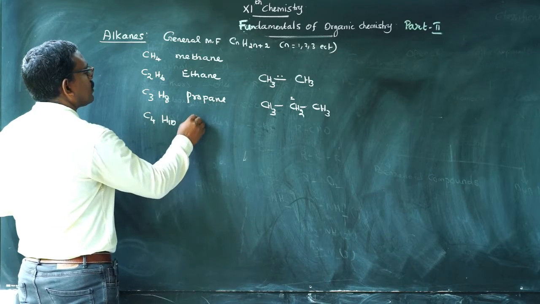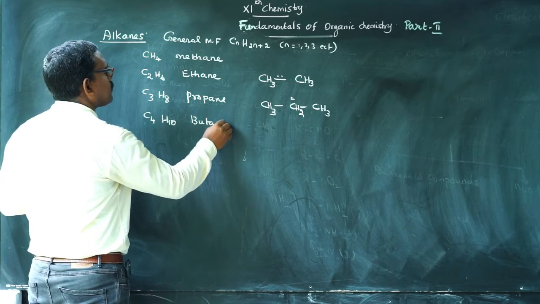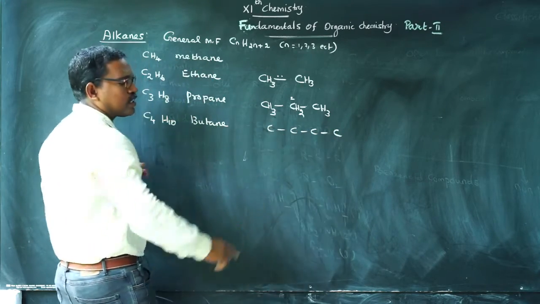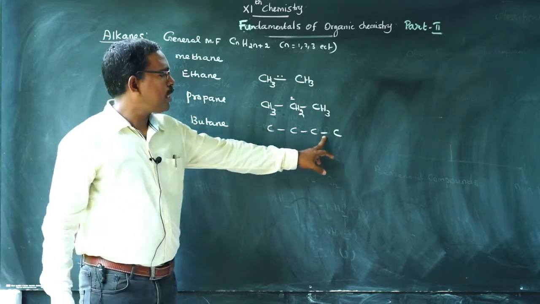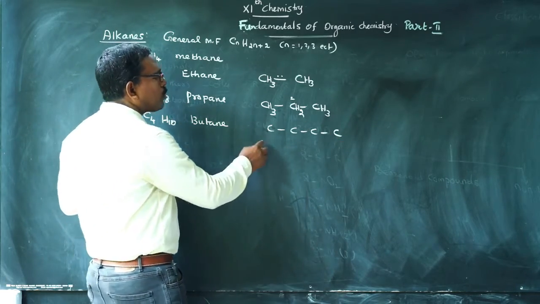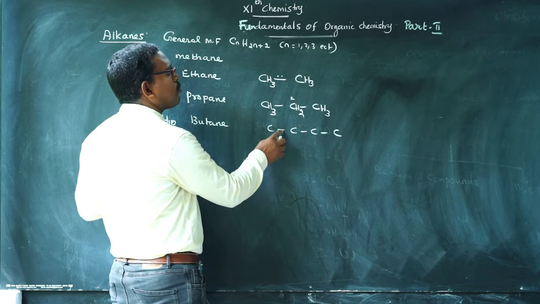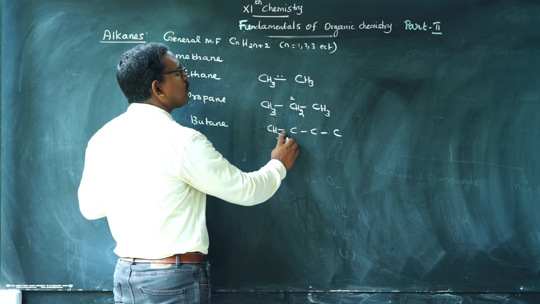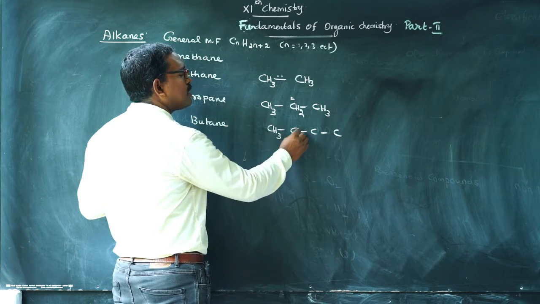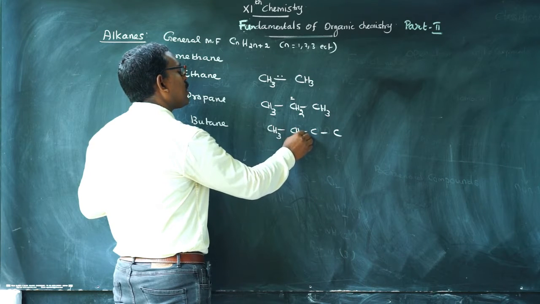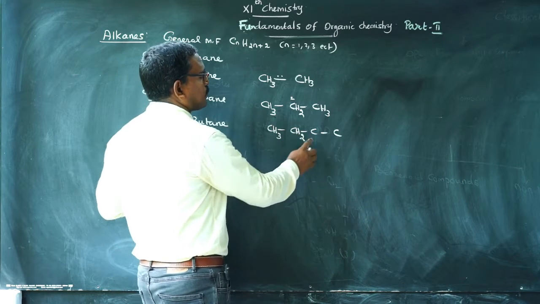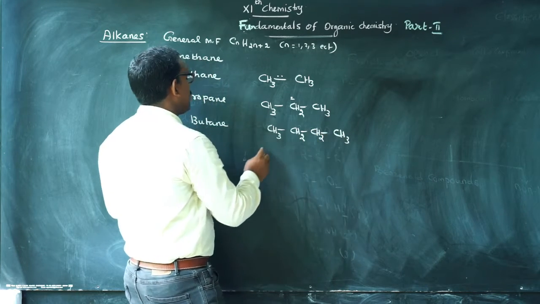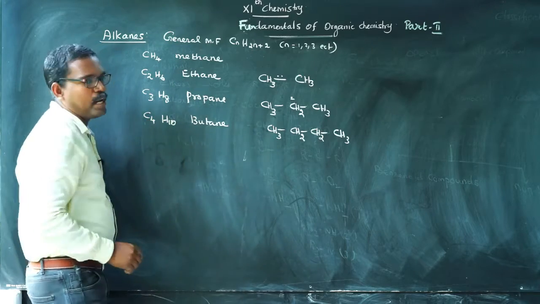C4H10 is called butane. Butane carries 4 carbon atoms, written like this. This carbon is surrounded by only 1 bond, therefore 1 electron, the remaining 3 are hydrogen. This carbon is surrounded by 2 bonds, therefore the remaining valency is satisfied by 2 hydrogen, and this also has 2 hydrogen. Finally it is CH3. This is normal butane.